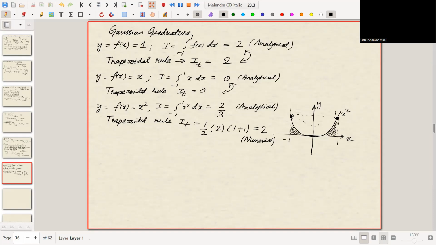Okay, so now, can you find it using Simpson's 1/3 rule?